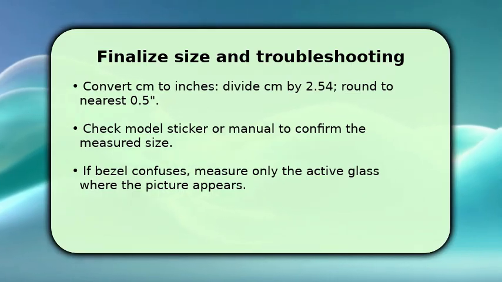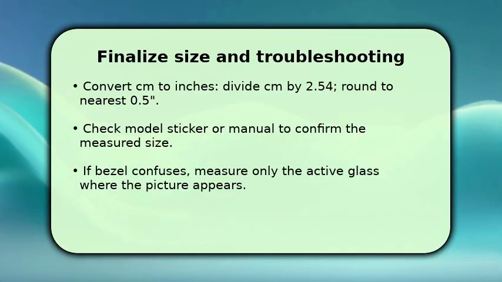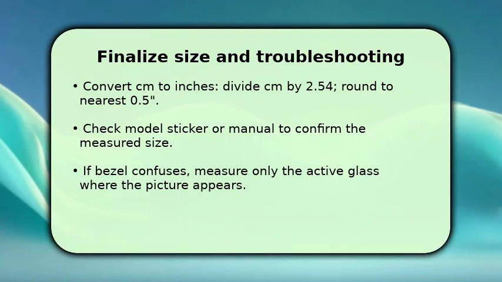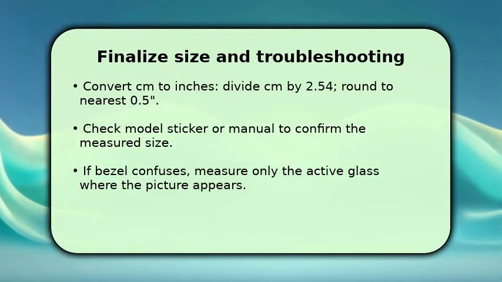Once done, cross-check the TV's model number sticker or manual for the factory-listed size for confirmation. If your reading looks off, make sure you measured the active display and not the bezel. If reflections or a frame confuse you, angle a flashlight to see the true glass edge and remeasure. The flashlight trick usually fixes it.